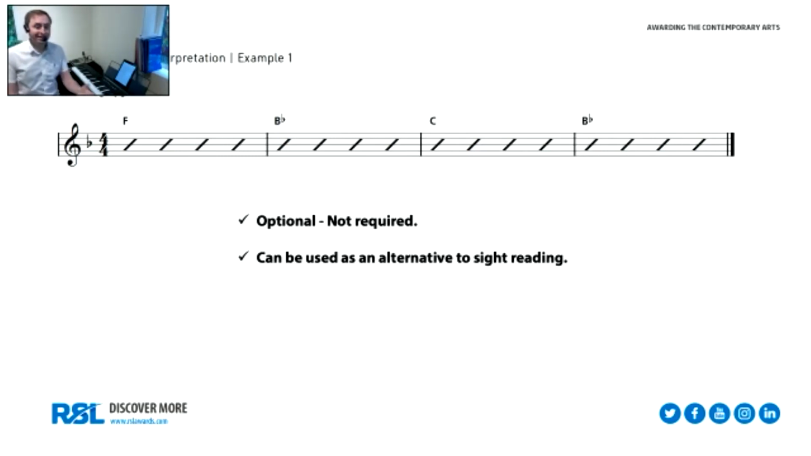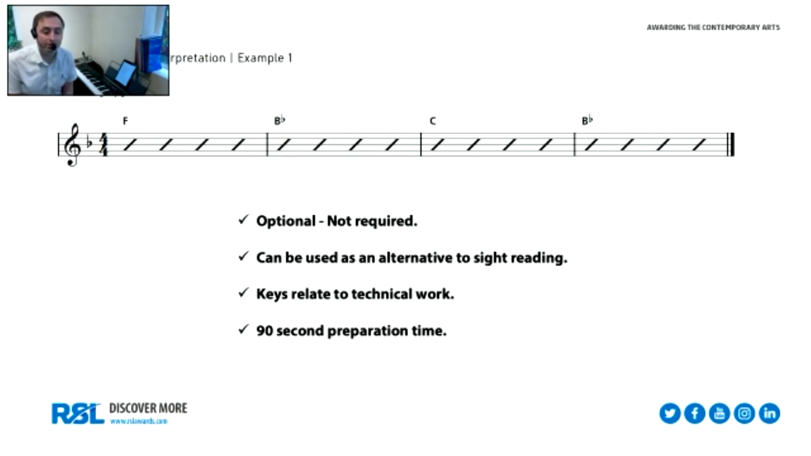And as I've already said, the keys match the technical work, which is great. Hopefully by now they should be familiar with F major. And don't forget, they probably have learnt the F major triad, B flat triad, and C triad in their technical work as well. They have 90 seconds to prepare it. So once they see it, they have a minute and a half to have a look at the chords and to start to work out what they want to do. After that, the test will begin.